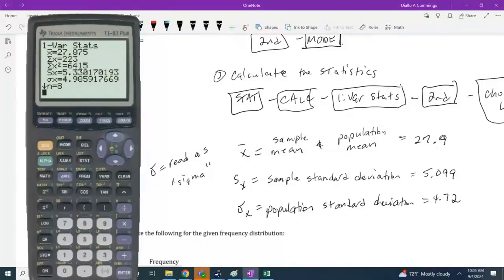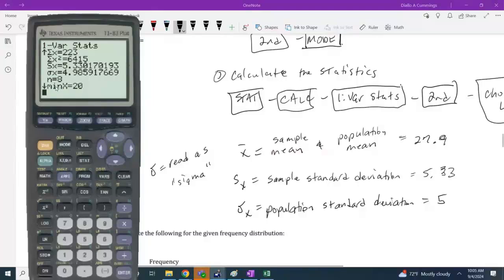Sigma X squared is 6,415. S of X is the sample standard deviation, and that is 5.33. The population standard deviation looks like 5, so I'm just going to round that to 5. N is the number of items in your data set, so it should be 8. And now notice it has this little down arrow. So if I hit down on my output, now it's going to give me that 5-number summary.